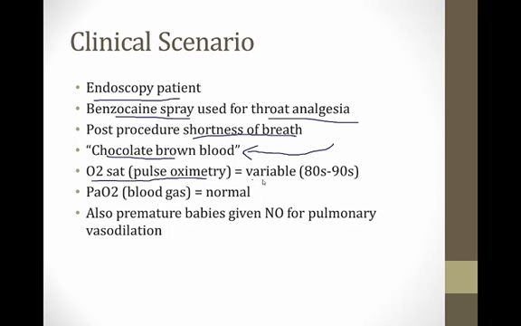The oxygen saturation by a pulse oximeter is unreliable in the setting of methemoglobinemia. It can show results that are variable anywhere from the 80s or 90s, and that's because the methemoglobin interferes with the device. If you do a blood gas and measure a PaO2, it will be normal, and that's because there is plenty of oxygen in the blood. The problem is it cannot bind the 3+ iron, or if it binds the 2+ iron, it cannot be released to tissues. This complication can also occur to premature babies, as I said before, who are given nitric oxide for pulmonary vasodilation. And that concludes our module on local anesthetics.